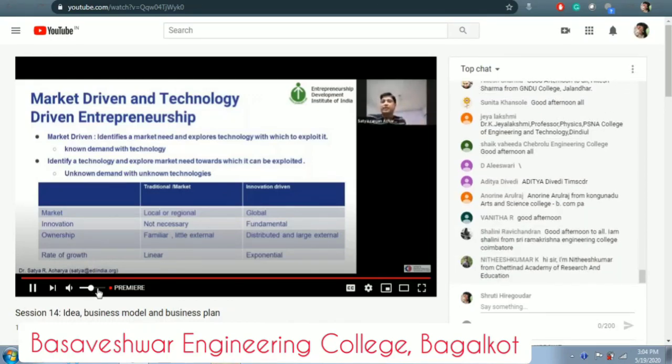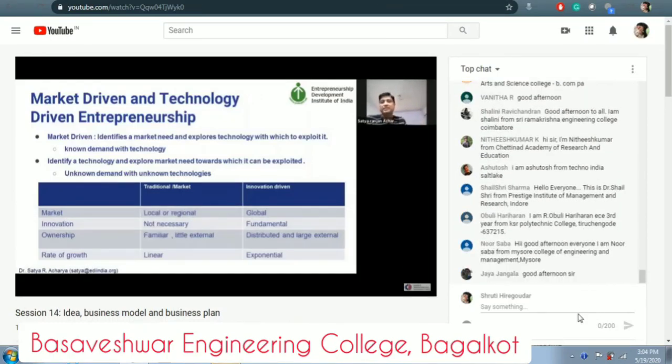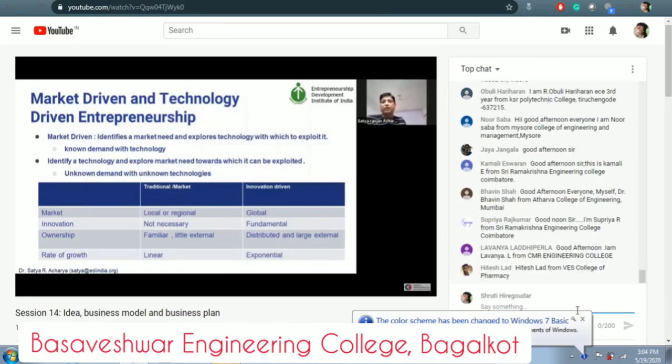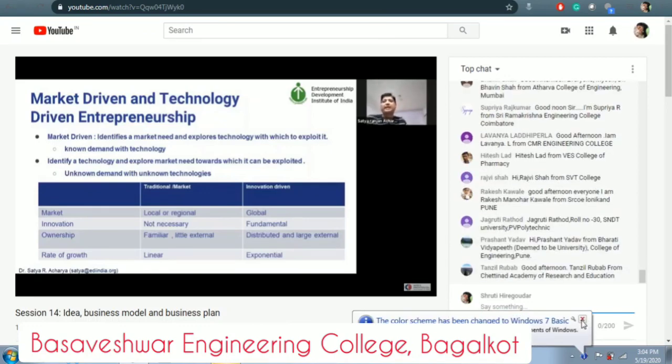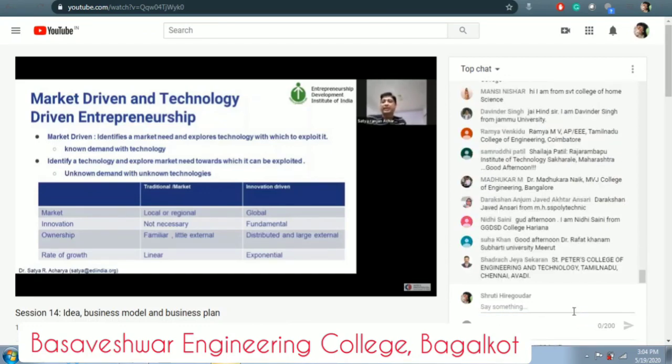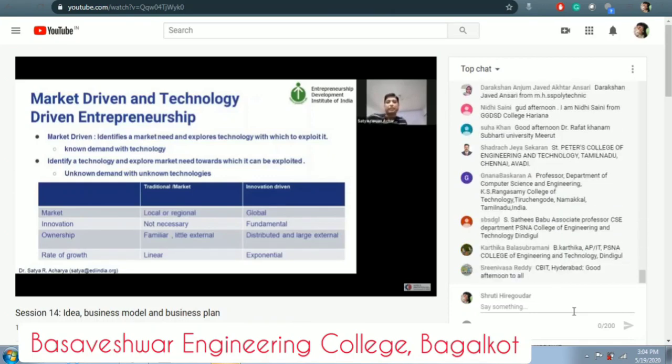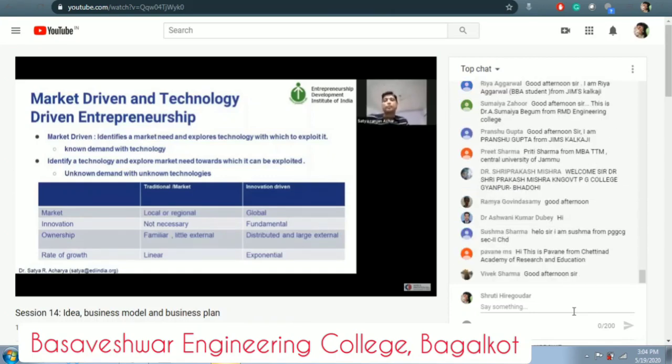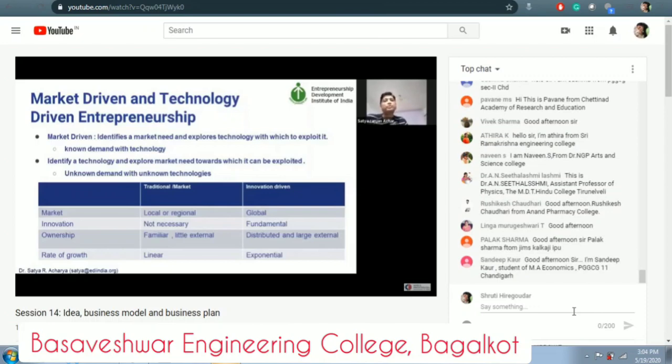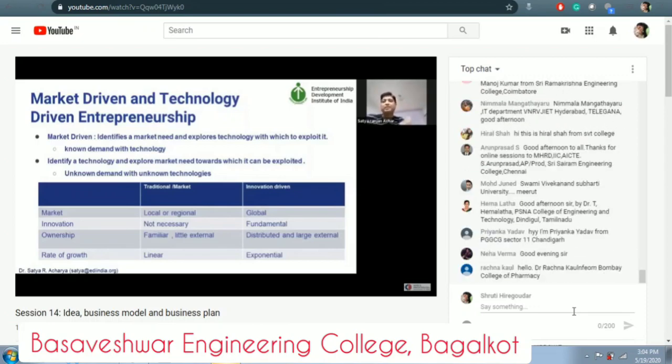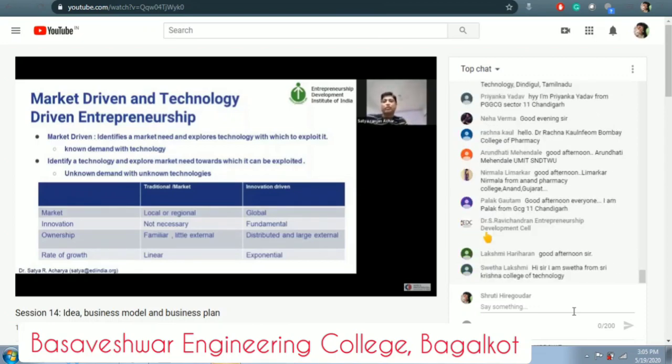Market driven, where you understand the market need, try to find out the technology, how you're going to exploit it, and try to come out with a solution. I'll give some more examples, and there we'll talk about how this market-driven entrepreneurship takes place. Today, I think most of these ideas will have a blend between market, traditional, and also innovative.